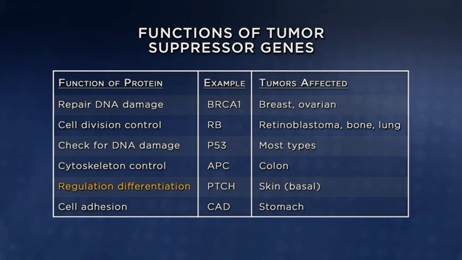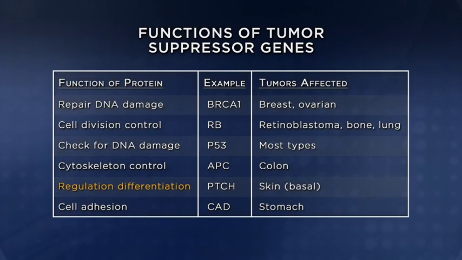Regulation of differentiation. Remember, differentiated cells don't divide. So if you have a gene that controls differentiation in some ways in a tissue, and that gene is defective or mutated, then the cell will no longer be differentiated. It'll say, oh, I'm going to divide. So this is a case of a gene called PATCH, PTCH, in basal cell carcinoma of the skin.